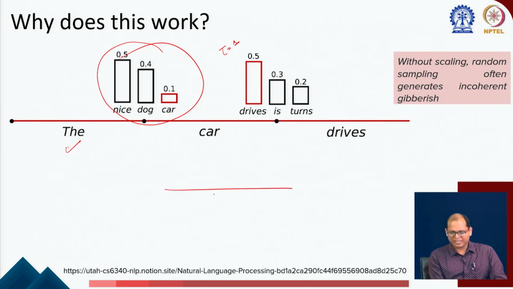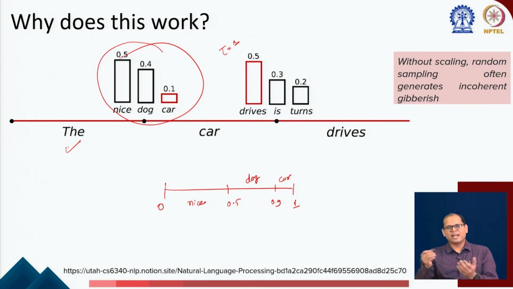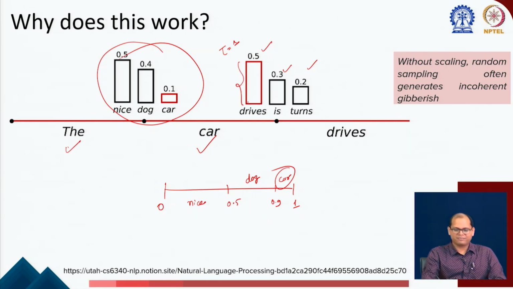How does that work? You can think of putting them on a number space 0, 0.5, 0.9, 1. If you get a random number between 0 to 0.5, you generate nice, 0.5 to 0.9 generate dog, 0.9 to 1 generate car. Let us say you get a number between 0.9 to 1, low probability, but still some probability. So I generate car. Next, you start from car and you have another distribution, and let us say these are the 3 words drives, age, turns, and next you generate a number between 0 and 0.5, and I generate drives. So you generate the car drives. So it may sometimes be very incoherent and gibberish.